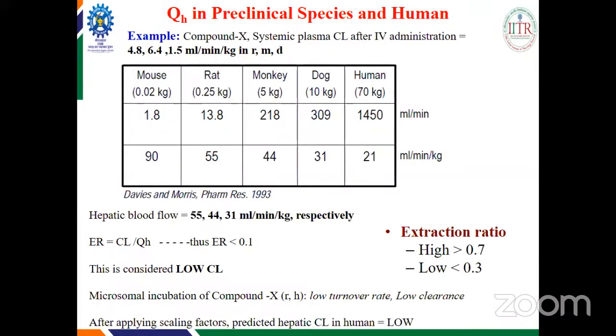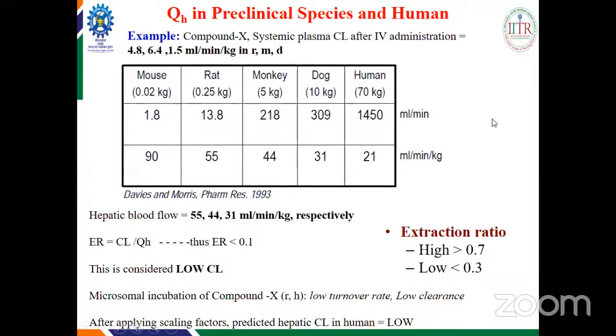See this particular example I have put in here: extraction ratio. You must be knowing that a compound having an extraction ratio of more than 0.7 is a high clearance compound, and less than 0.3 is a low clearance compound. So this is how the number is given for one compound: 4.8, 6.4, 1.5 ml per minute per kg in rat, monkey, and dog. Okay, this is the clearance number.